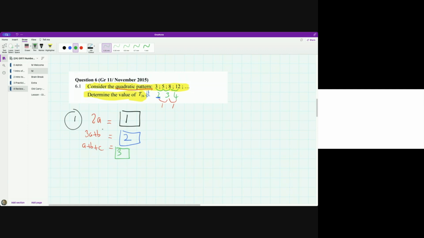Now, you still need a quadratic number pattern as this setup. You need to find me what A, B, and C are using. So I'll give you some time for that.